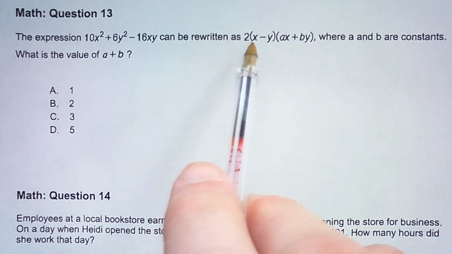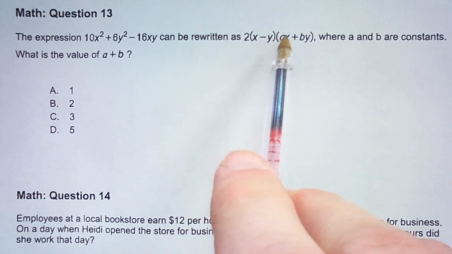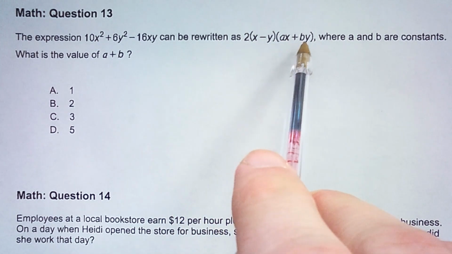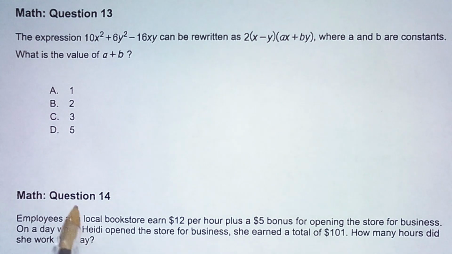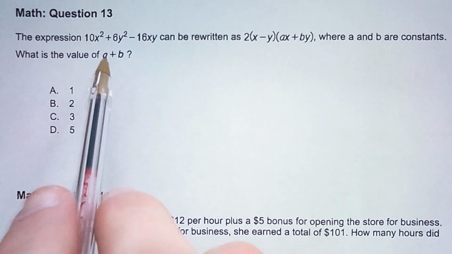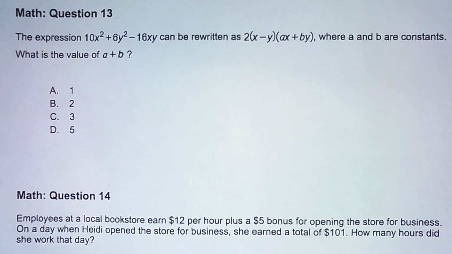The expression here can be written as 2 times x minus y times ax plus by, where a and b are constants. What is the value of a plus b? Okay, now this is going to be the hardest one we've had so far, and this is actually the last multiple choice, and we haven't actually just guessed on one problem yet. The last one we guessed and checked. That's different. Now, I don't mind you guessing once in a while because you can get a couple problems wrong and still do very well on a PSAT.